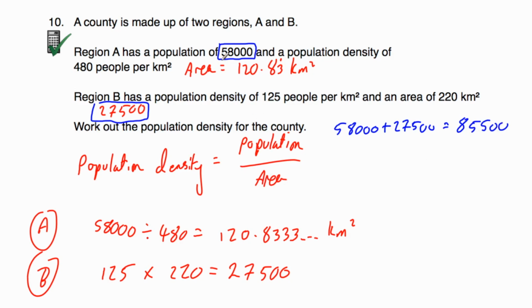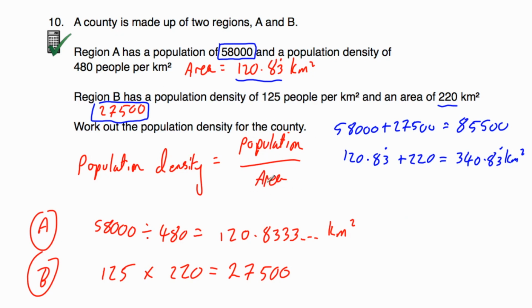So we know the area of region A is 120.83 recurring square kilometres. We know the area of region B is 220 square kilometres. So if we add those two together, we can find the total area of the county. So 120.83 recurring plus 220 is equal to 340.83 recurring square kilometres.